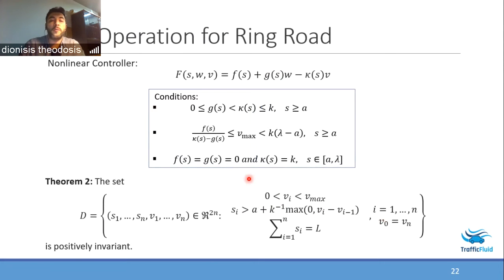Of course, the same condition also holds for the ring road. The only difference is the set, because here now we have that the space is limited in a ring road. So we also want this summation to be equal to the length of the road. Again, this set is positively invariant, and again, we have proved that we do not have any collisions and we do not have speeds that exceed the speed limits.